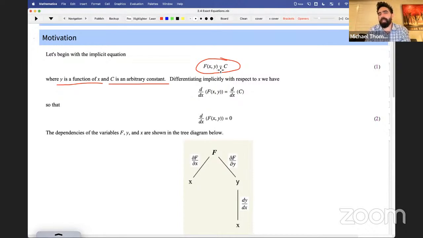Now the right-hand side is easy. If you apply the differential operator to the constant c, you just get 0 out. The left-hand side is a little trickier because you're going to apply the differential operator to the function f. And f itself is dependent on x and y. But remember, y is dependent on x.